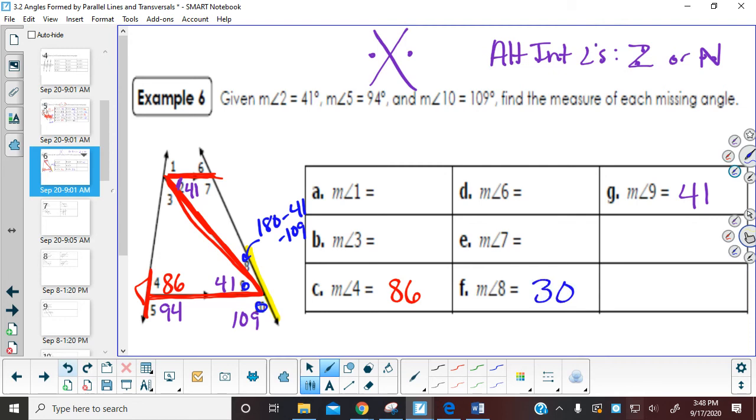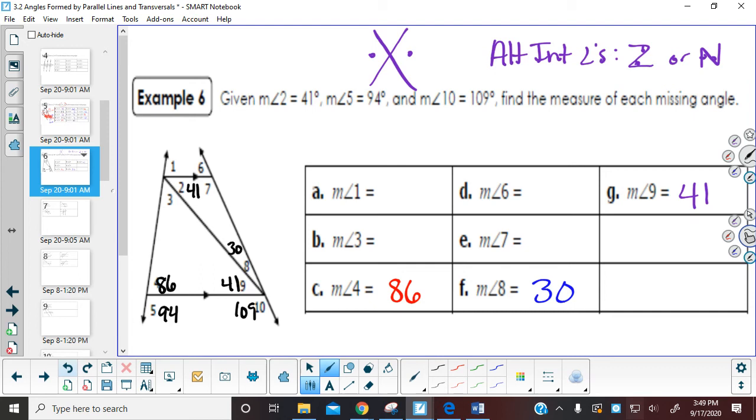Okay, now I'm going to erase some of this stuff just to clean this up a little bit. If you notice, we are still missing some information. So again, I'm going to label what we know at this point. I'm going to do it in black so that we can set apart some of the stuff that we are going to find. So we have 41 there. We've got 94 here. We found that this was 86. We also found that angle 9 was 41. Angle 10 is 109. And we just found that angle 8 is 30.